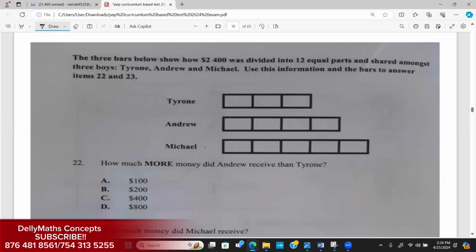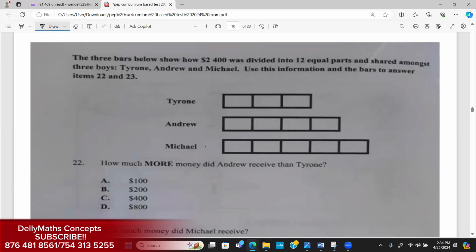Let's go. We're at 22. We're coming down. The 3 bars below show how 240 was divided into 12 equal pieces, shared among 3 boys, Tyrone, Andrew, and Michael. All right. Use this information on the bars to answer the question. All right. So I'm seeing here, I'm just going to split this up.